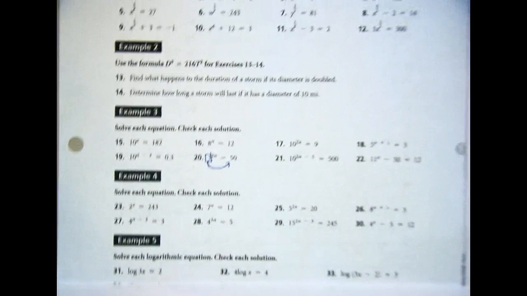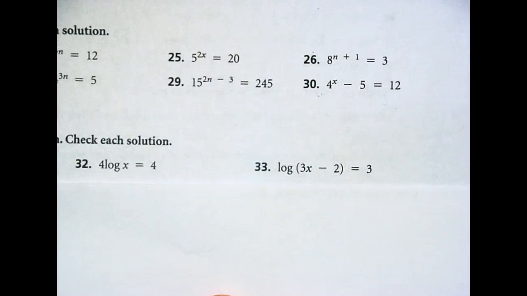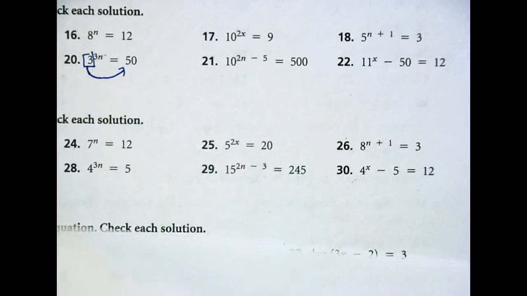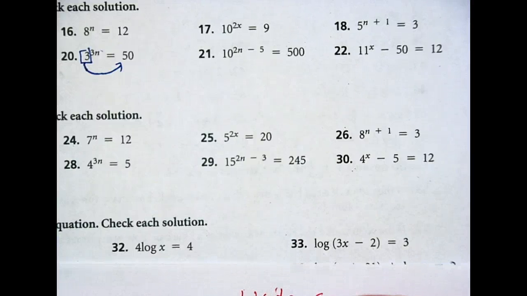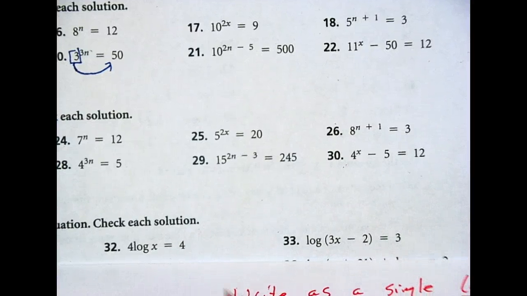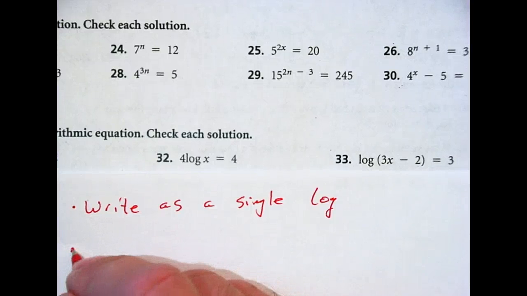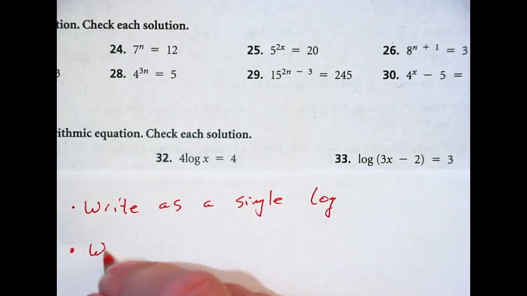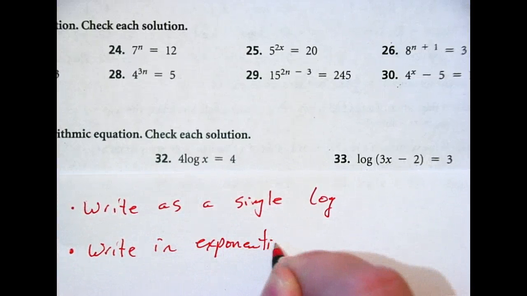Number 33. The first thing to always do is write it as a single log. So if you recall, first thing, write as a single log. In the case of 33, we already have it as a single log. So after we write it as a single log, write it in exponential form.